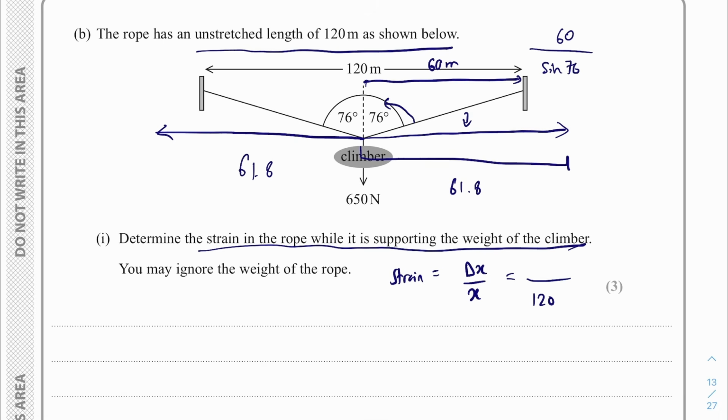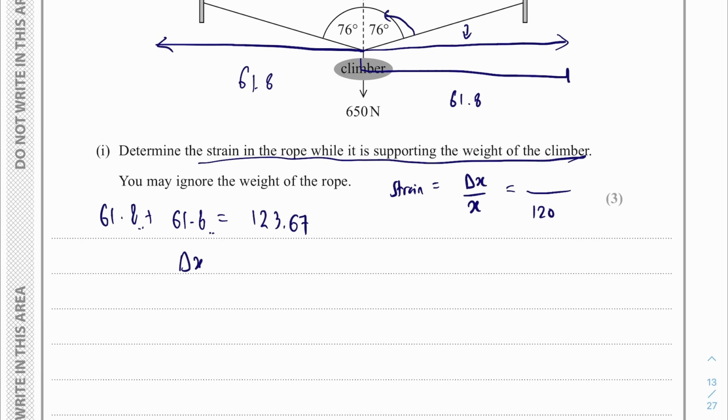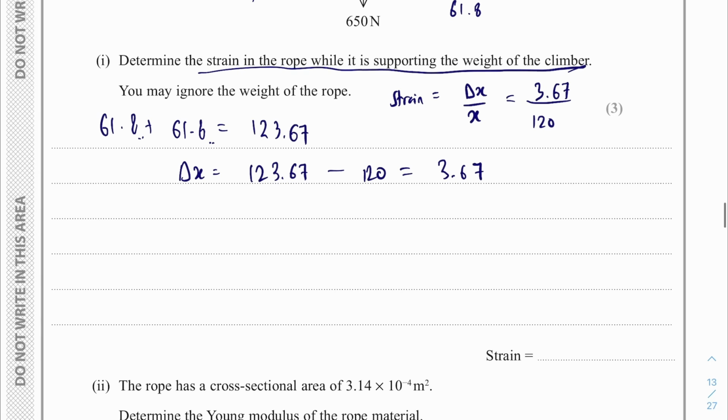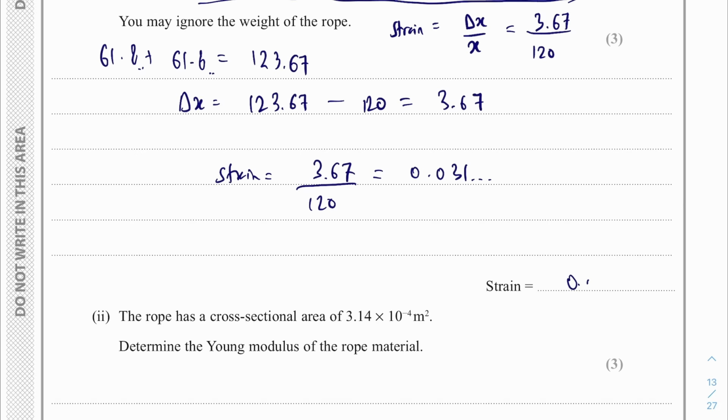So when we add them, we get what? 61.8 plus 61.8, we get, this is obviously to decimal places, 123.67. So what can we say about delta x? Delta x is obviously going to be 123.67 take away 120. This gives us 3.67. So our strain is 3.67 divided by 120. This gives us 0.031. So we can say the strain is 0.03.